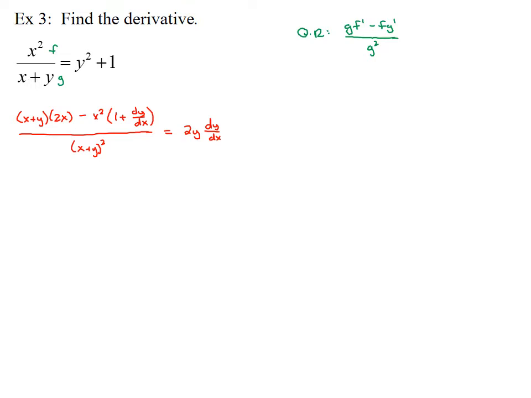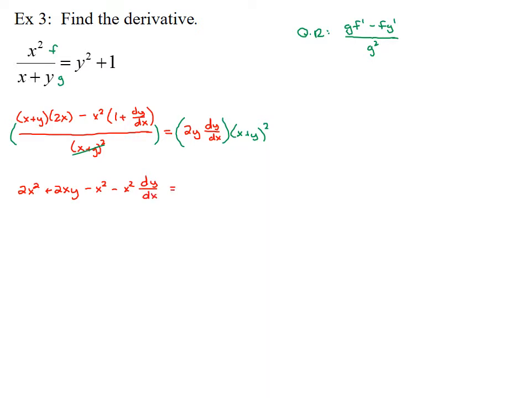All right, so let's see. A little bit of cleaning up here to do. I'm going to actually do 2 steps in one. So what I'm going to do first is multiply everything on both sides by x plus y all squared. I do that because I want to cancel that 1 off the bottom. So once that goes away, I just have to clean up the top, which makes this a 2x squared plus 2xy minus an x squared minus an x squared dy dx.